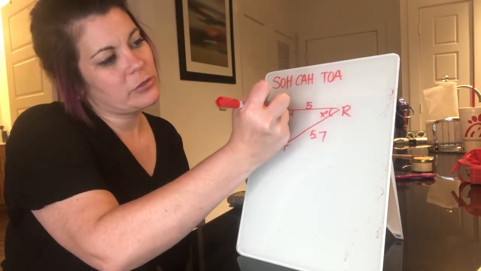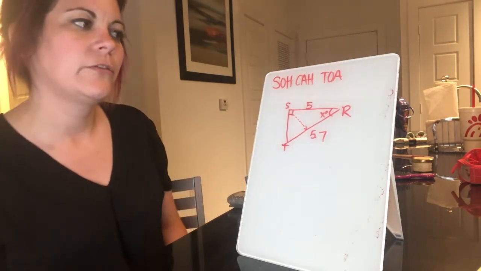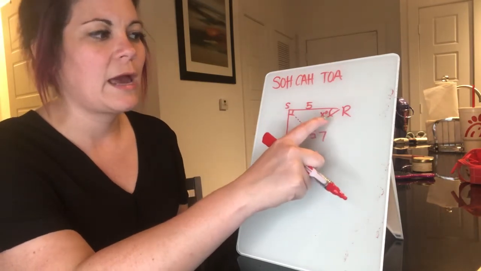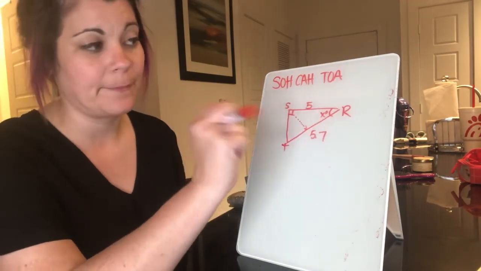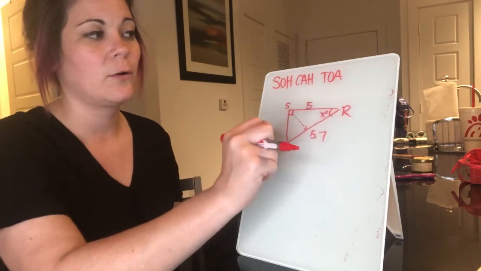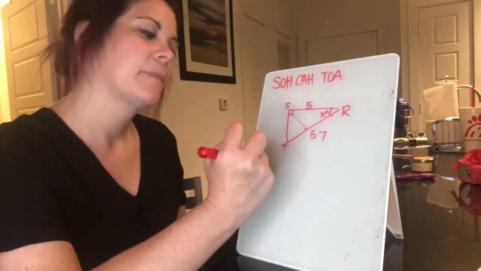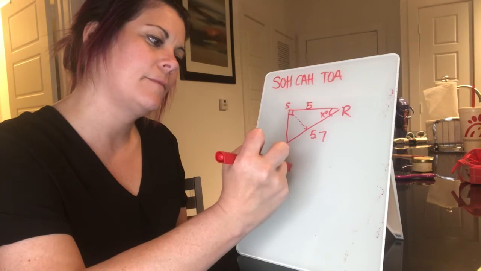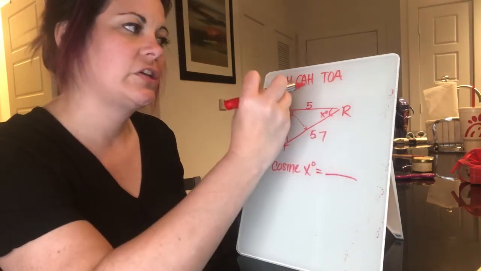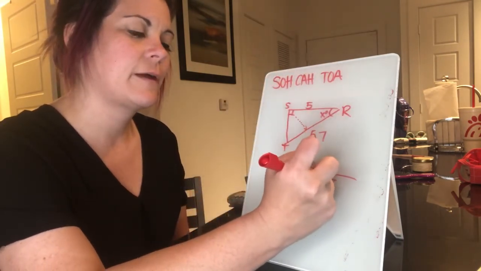Here's our right angle, so we know opposite of that is always the hypotenuse. Looking at the viewpoint from the measure of angle R, we have the hypotenuse and we have the adjacent, because that's the one right by the viewpoint from the angle we're looking for. So hypotenuse and adjacent would be cosine. So cosine of x degrees is equal to adjacent over hypotenuse, AH. So that's 5 over 5.7.